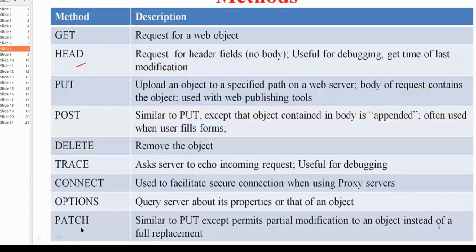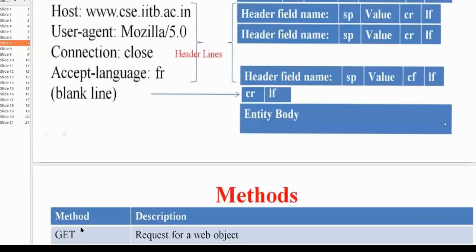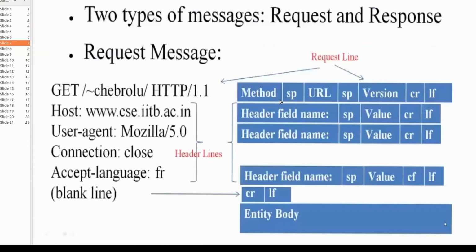Okay. So these are the various methods available in the HTTP request method. One of the methods has to be specified here to get your job done. If I want to send a request to the server to download something, what should my method be here? Okay. Then SP stands for space.